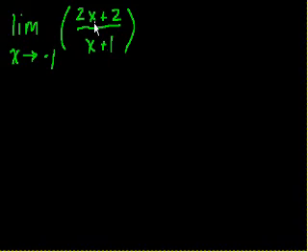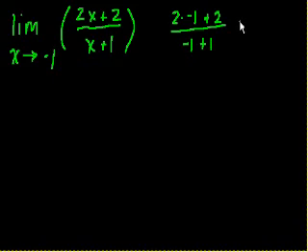So the first thing I would always try to do is just say, well, what happens if I just stick x straight into this expression? What's 2x plus 2 when x is equal to -1? It's 2 times -1 plus 2 over -1 plus 1. Well, the numerator is -2 plus 2, that equals 0, over, and what's the denominator? -1 plus 1, which is 0.